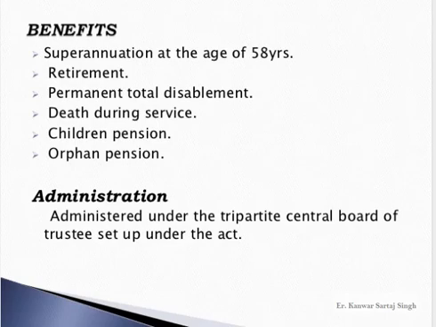Then permanent total disablement: this situation occurs in case of some kind of accident during the job in which an injury is such that total disablement takes place, and that too at a permanent level, and the employee is not able to work from that point of time. This also becomes a situation in which family pension scheme is provided. Then death during service, then children pension, and then orphan pension.